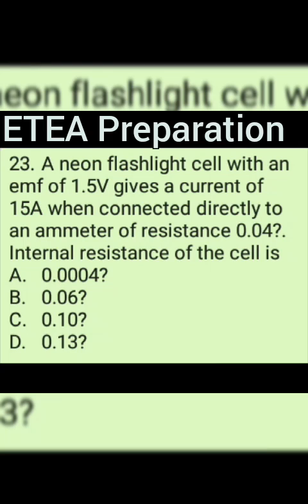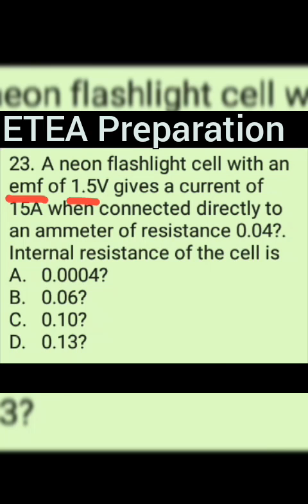क्वेश्चन. A neon flashlight cell with an EMF of 1.4 volt gives a current of 15 ampere when connected directly to an ammeter of resistance 0.04. The internal resistance of the cell is.